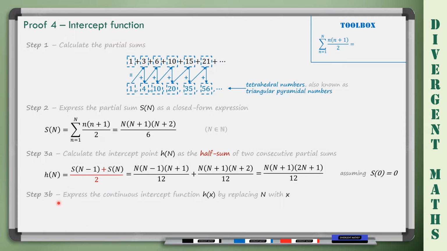Step 3b, express a continuous intercept function h of x by replacing uppercase n with x. Uppercase n, of course, is a natural number, x will be a real number from the real line. So here is the expression, we replace the uppercase n, our index for the partial sum, with x being a real number, and that is the expression of the continuous intercept function h of x.